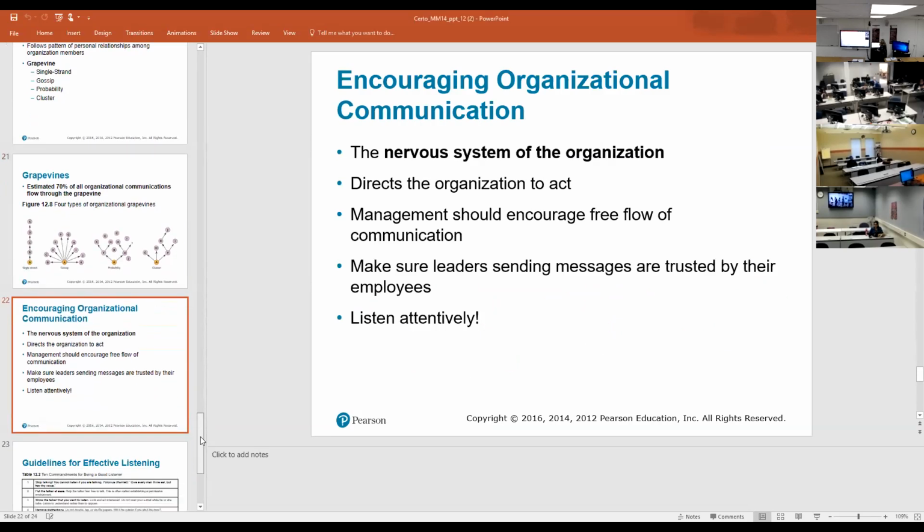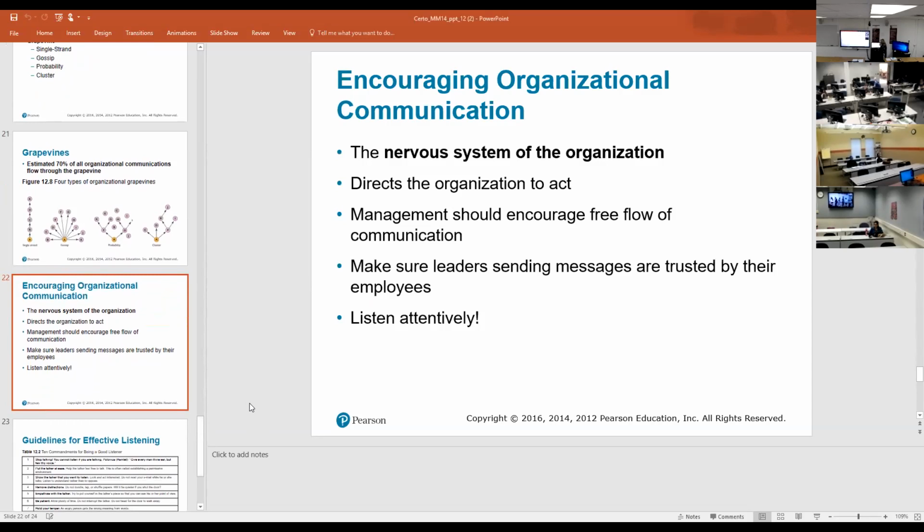All right, communication is the nervous system of the organization. It tells the organization how to act. You want to encourage people to freely communicate. But make sure that the leaders are sending messages trusted by the employees, and then you need to have your ear to that grapevine to hear what's going on. Listen attentively.